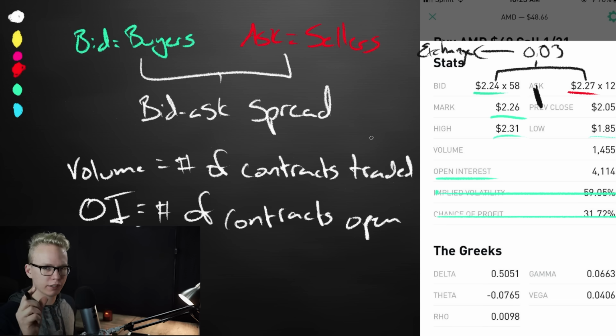Is it tight? Are you willing to give up that much money if you have to get in and get out quickly? Think about it. All right, let's get rid of some of this.